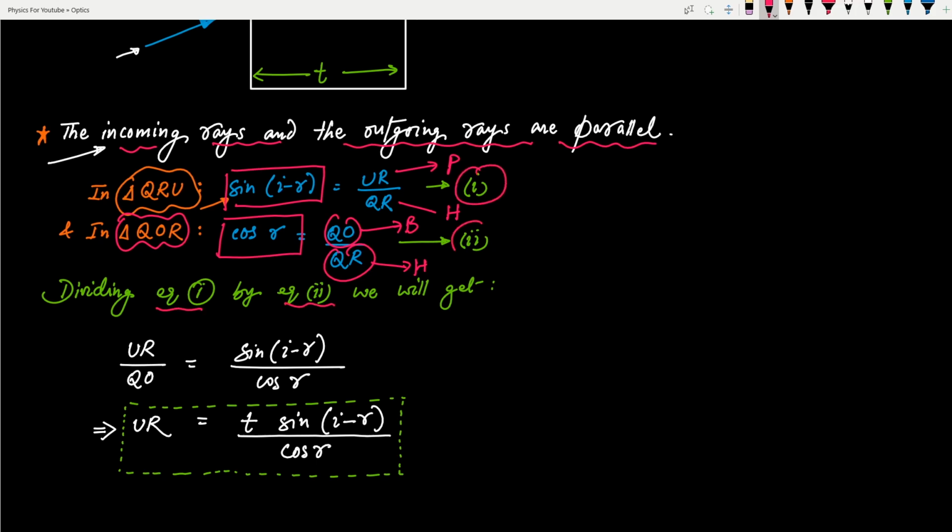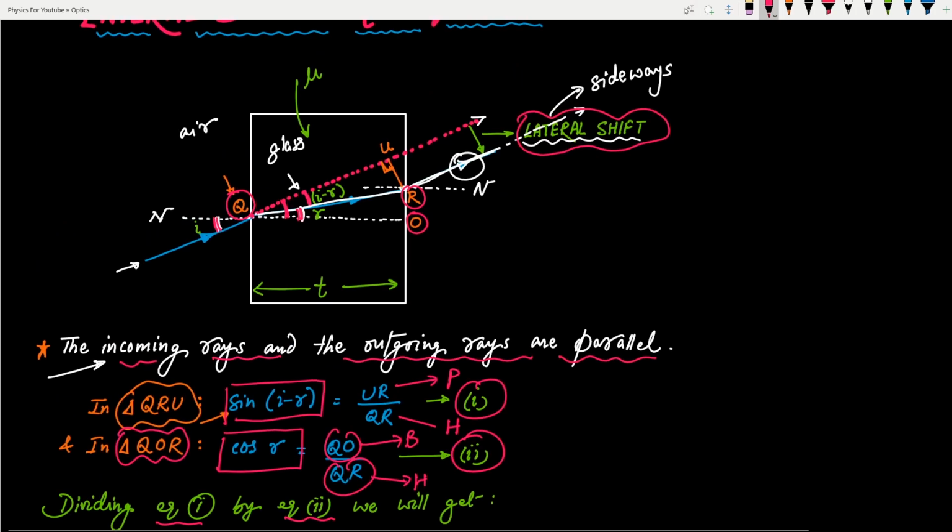Now we have got two equations, equation 1 and equation 2. Once we divide equation 1 by equation 2, you will get UR by QO is equal to sine I minus R divided by cos R. And what happens is this QR and this QR will get cancelled out. Now why have we done this? See, our target is to find the lateral displacement. If you look into this figure, this is the lateral displacement, and we have considered this triangle QRU. If you look carefully, this UR is basically the lateral shift here, isn't it? Simple.